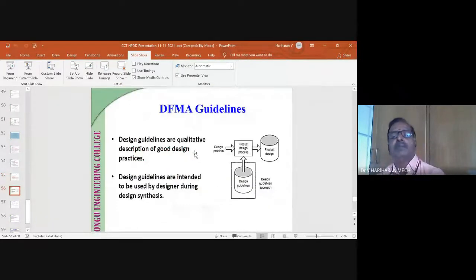Then DFMA guidelines: I am giving some two or three slides here. After that, I will finish my lecture. Design guidelines are a qualitative description of good design practices. Design guidelines are intended to be used by the designer during design synthesis. You see this is the product design process: design problem, product design process, and this is the final product design. For that, the design guidelines come in to get a final product design.